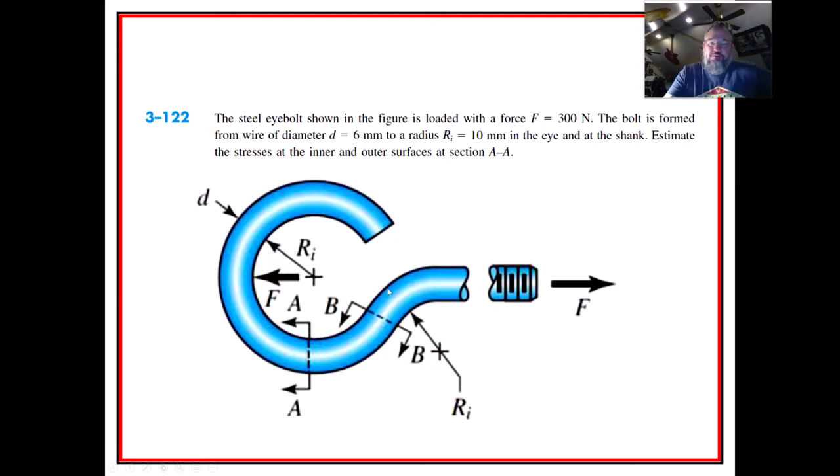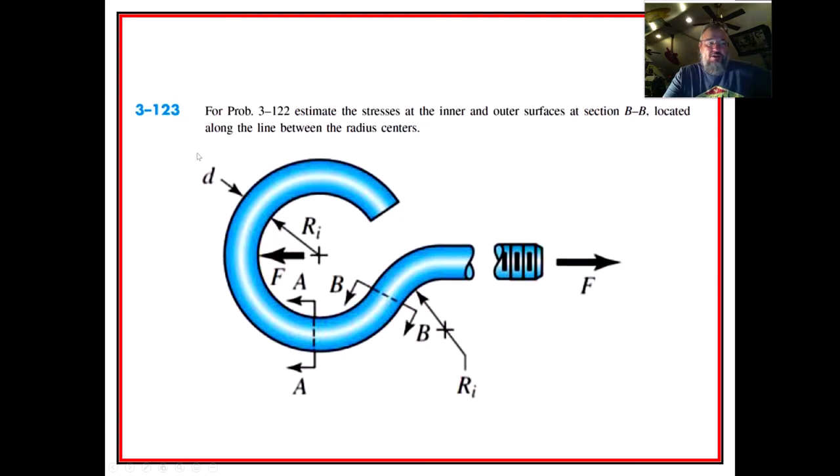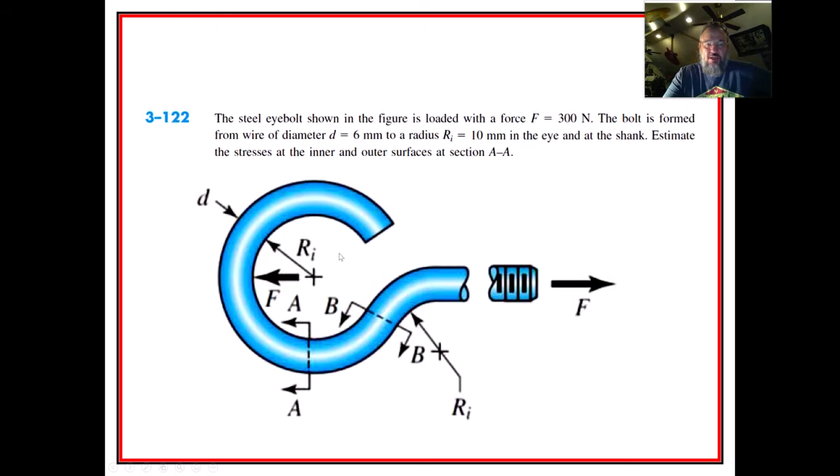You can see that it's applied right here, and it's made out of a 6 millimeter wire that's got an inner radius of 10 millimeters from this center of curvature. And we want to estimate the stresses at the inner and outer surface at section AA. Notably, problem 3-123 is the same one, except that they are looking at section BB.